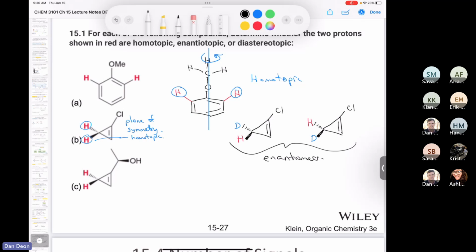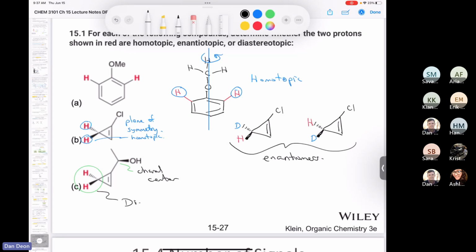Okay, awesome, awesome. There we go. And for the last one, we have a methylene. Okay, so we have a methylene here. This is a CH2, but we have a chiral center. So what would be the relationship between the protons here? If we have a methylene and we have a chiral center, they must be diastereotopic.